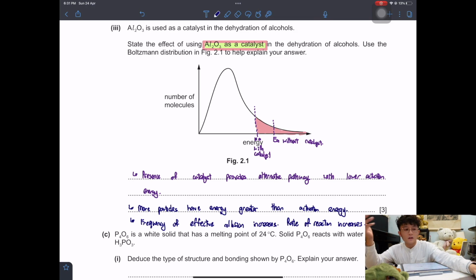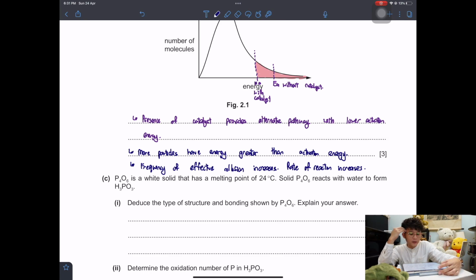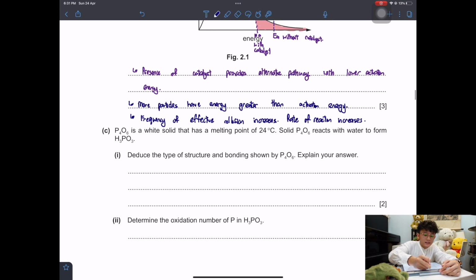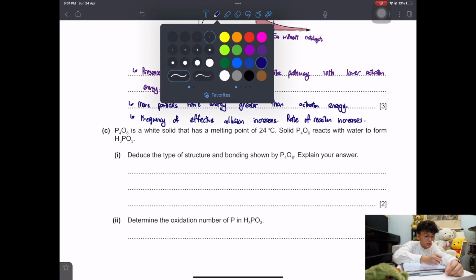No problem. Okay, so next. P4O6 is a white solid with a melting point of 24 degrees. Solid P4O6 reacts with water to form H3PO3. So guys, this part, I'm just gonna put a star here.